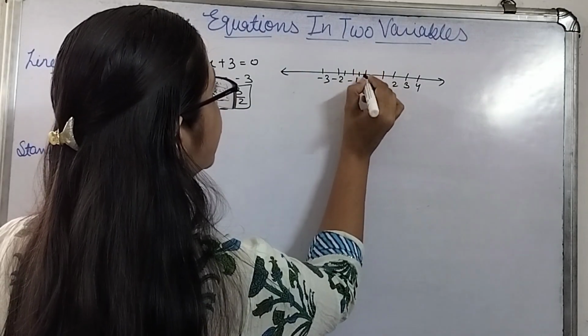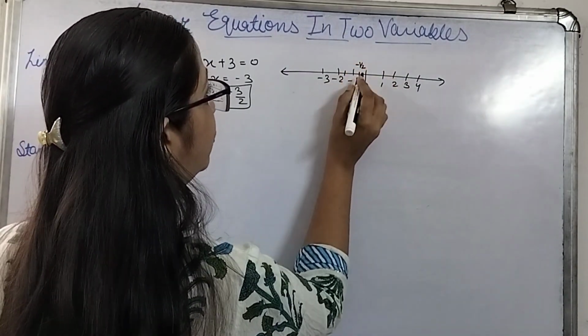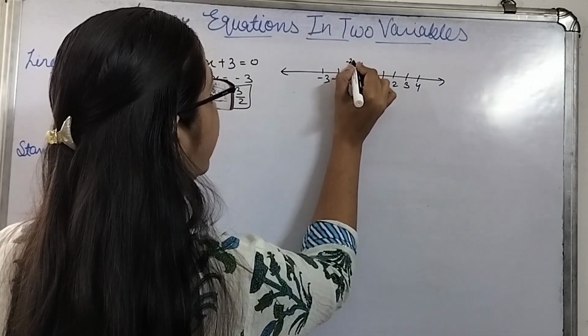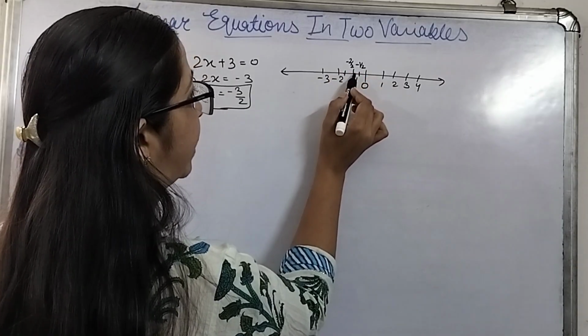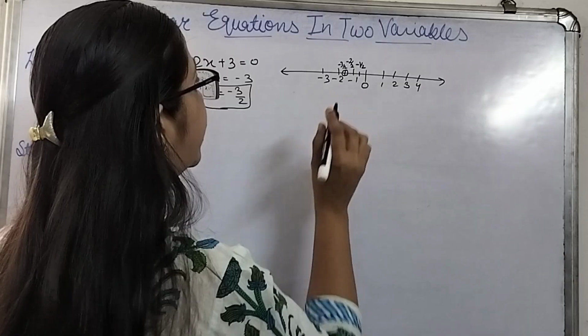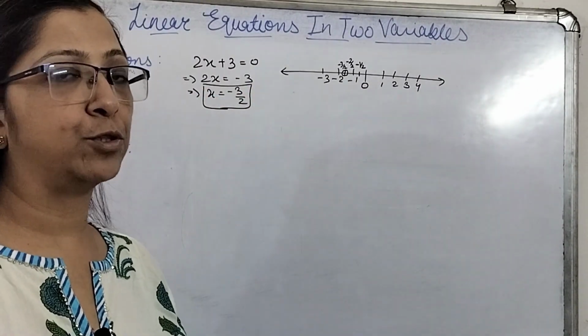Now starting from 0, the first point will be minus 1 by 2, the second will be minus 1. Minus 1 could be written as minus 2 by 2 too, and the point in between minus 1 and minus 2 will be minus 3 by 2. So this is how we can represent the root of the equation on the number line.